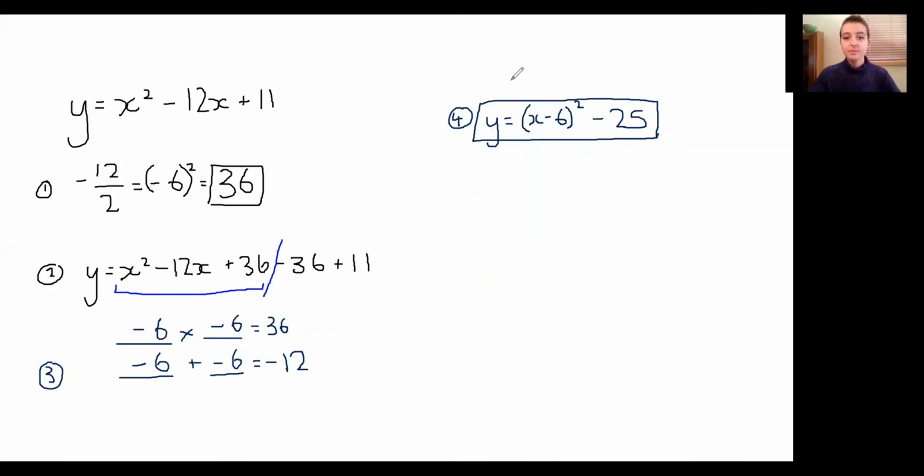There we go. So we're going to do one last one here. So what if we had a coefficient in front of x squared? So what if we have like y equals 5x squared minus 20x plus 60? What would we do? We would factorize. So the first step is to take that 5 and factorize it, like bring it out the front. So this is like our extra little step at the start.